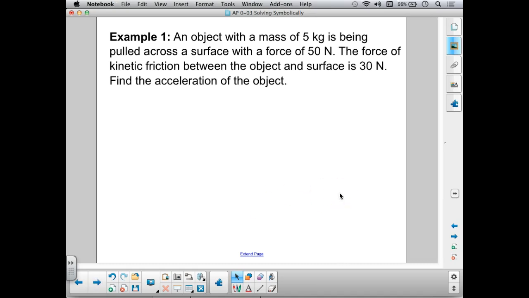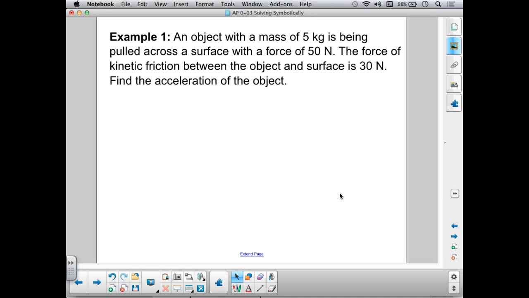Okay, example 1. An object with a mass of 5 kilograms is being pulled across a surface with a force of 50 newtons. The force of kinetic friction between the object and the surface is 30 newtons. Find the acceleration of the object. Now, this is a pretty straightforward Newton's laws problem. If you've taken introductory physics before, this is fairly typical of what you might find in the dynamics unit. But let's go through this as an example of our solution procedure.